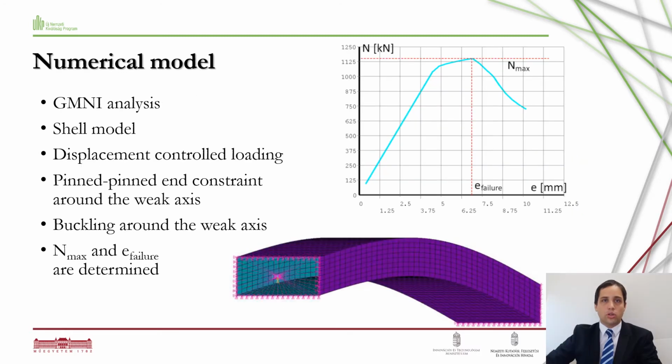Let me introduce shortly our numerical model. It is a fully shell model. GMNI analysis is carried out using displacement control loading and pinned end constraints around the weak axis of the cross-section. Therefore, buckling failure occurred around the weak axis for all the specimens. After the virtual experiments, the maximum force and the axial displacement belonging to the failure are determined and recorded.